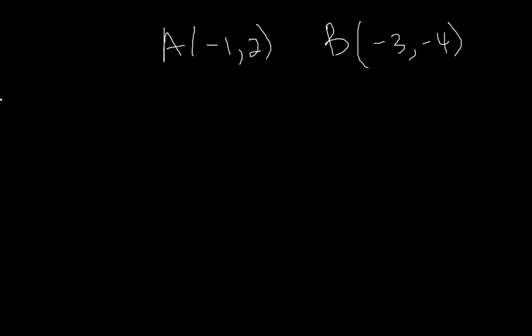I have 2 points. This is A and B. So my A is minus 1, 2, and B is minus 3, minus 4. I want you to find the equation of AB. So first listen to the answer again.